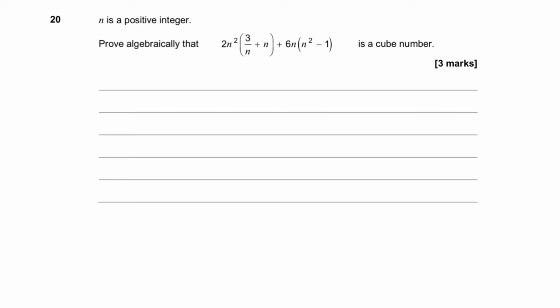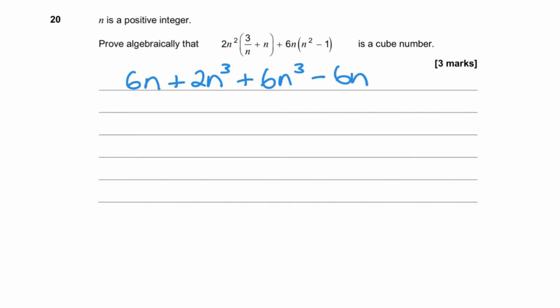So we've got 2n squared times 3 divided by n. So the numbers times together are 6. And then we've got n squared divided by n. So that will just be 1n plus 2n cubed, because we've got 2n squared times n, plus 6n times n squared, which is 6n cubed, minus 6n.